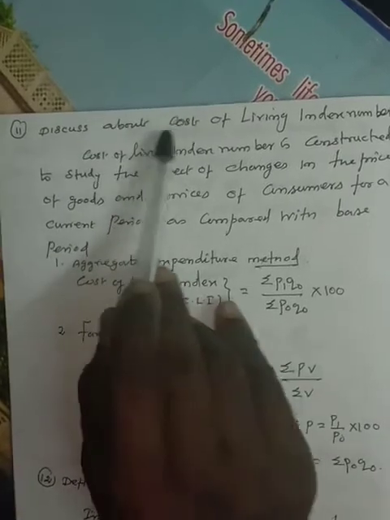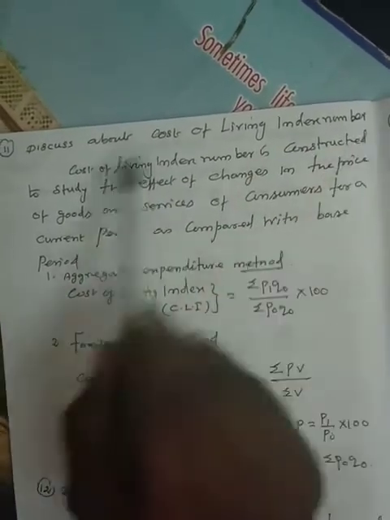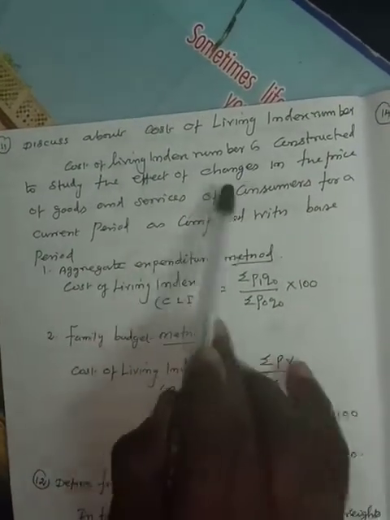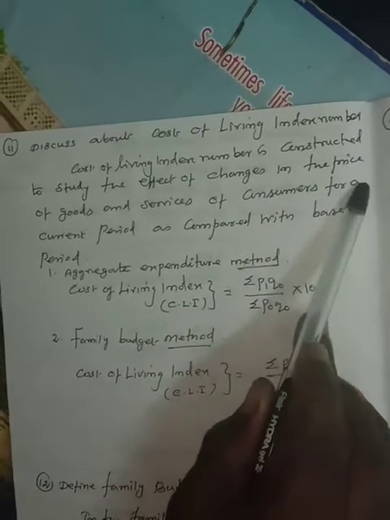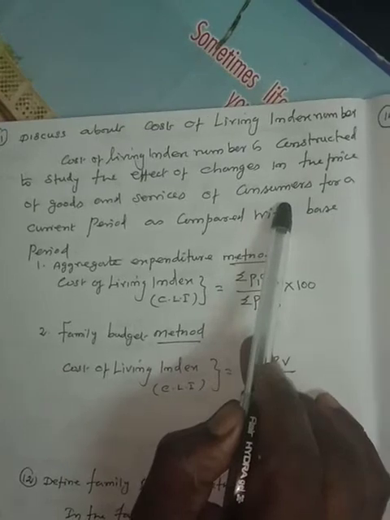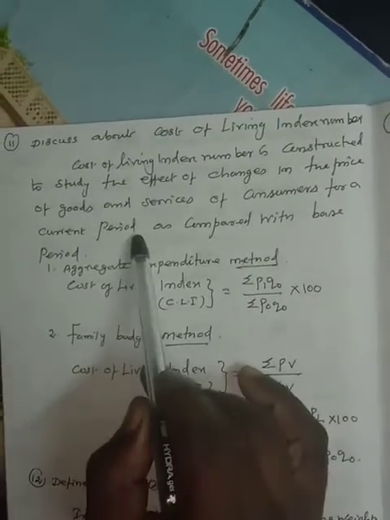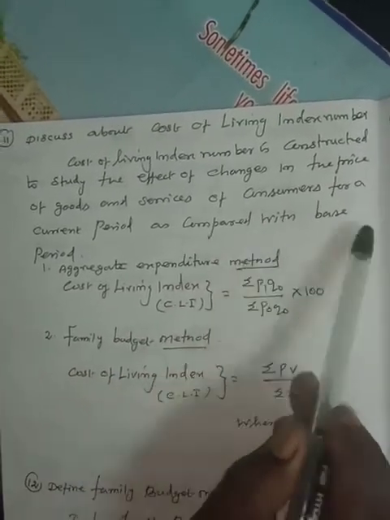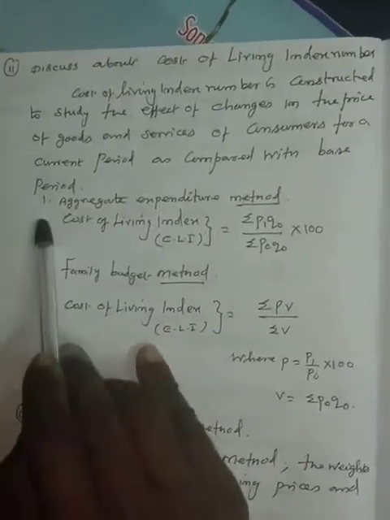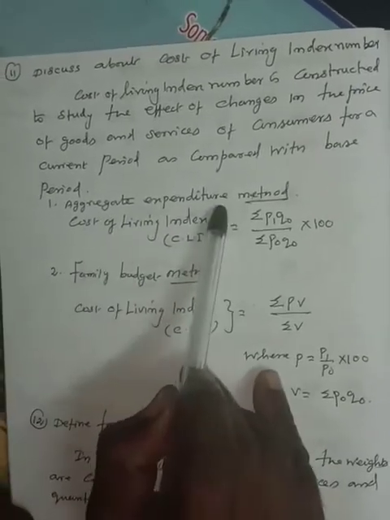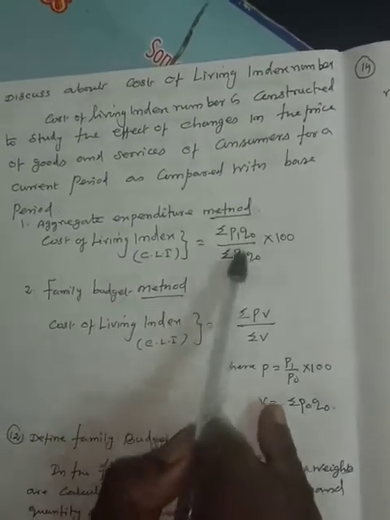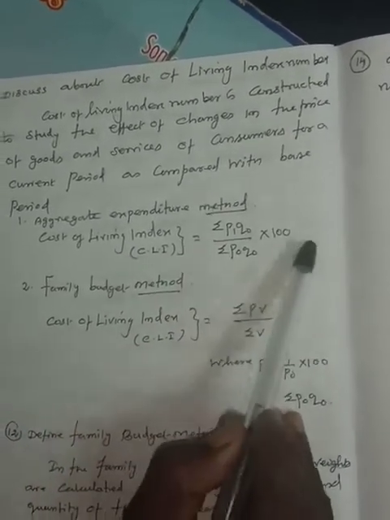Discuss about cost of living index number. Cost of living index number is constructed to study the effect of changes in price of goods and services of consumers for a current period as compared with the base period. Next, number 1, aggregate expenditure method. Cost of living index number is equal to sum of P1Q0 divided by sum of P0Q0 into 100.